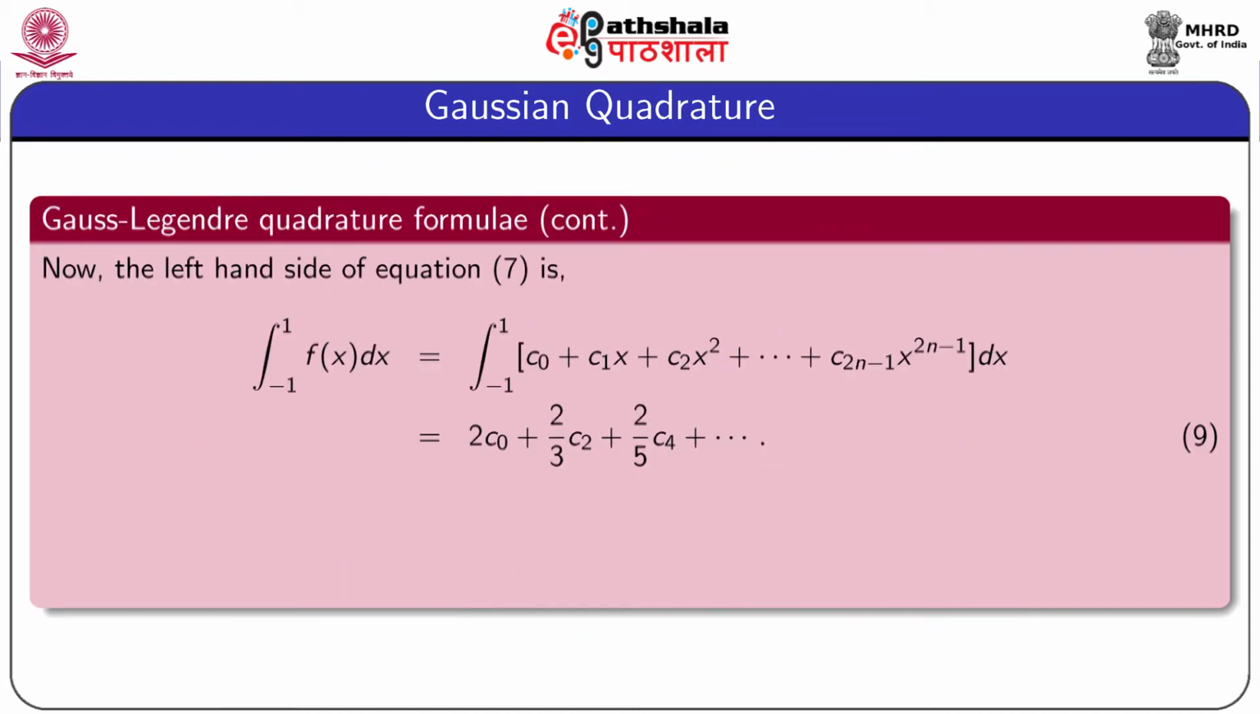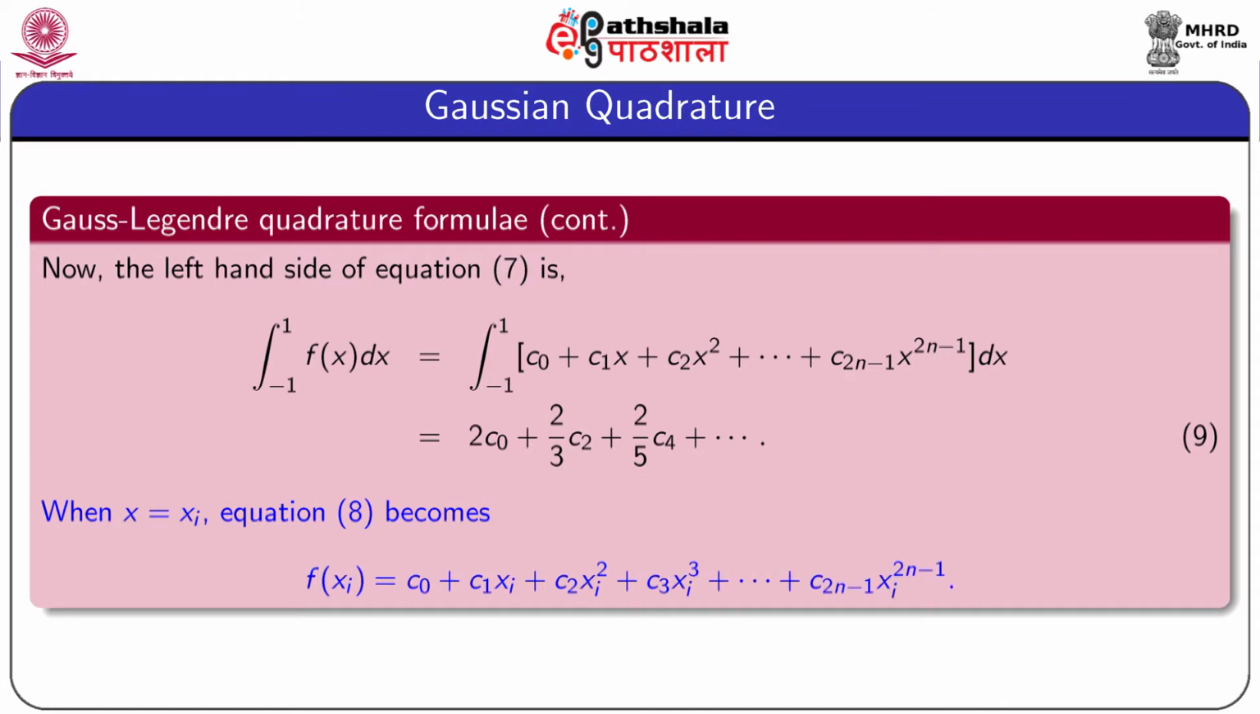Now, the left hand side of equation 7 is integration minus 1 to 1 f(x) dx, equal to integration minus 1 to 1 of the polynomial, and after term by term integration, we get 2c0 plus 2 by 3 c2 plus 2 by 5 c4 plus and so on.